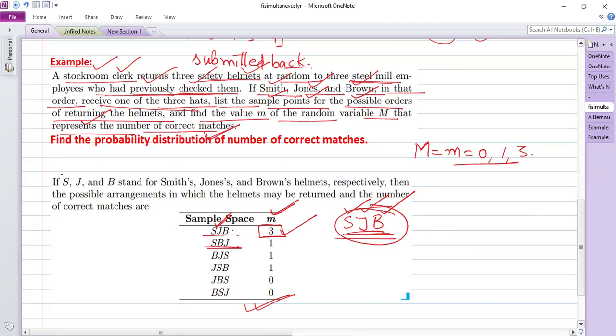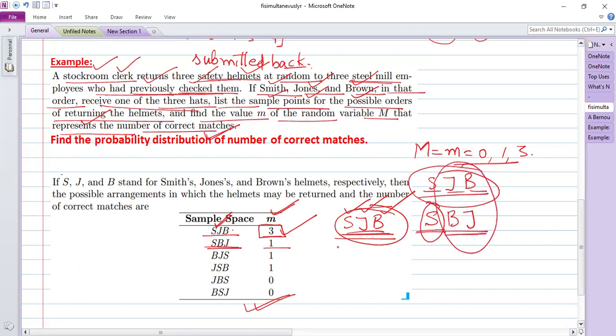Now, why for this order is it one? Because here only Smith has returned in the same order as in the morning. In the morning it was SJB, means Smith, Jones, and Brown. But in the evening Smith returns in the same order, while Brown and Jones do not. So there is only one correct match. Similarly, even here there is only one correct match. It is only J, Jones.